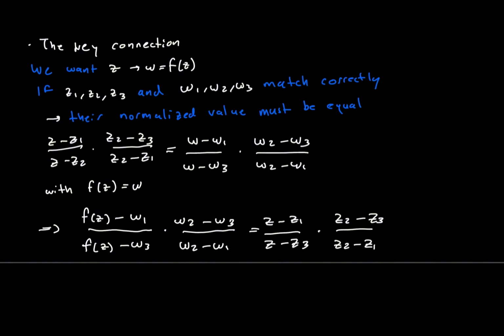The important point is that we do not memorize a giant fraction. We build it step by step. Send the first point to 0, send the third point to infinity, rescale so the second point goes to 1, then do the same thing for the target points. That is the whole method.